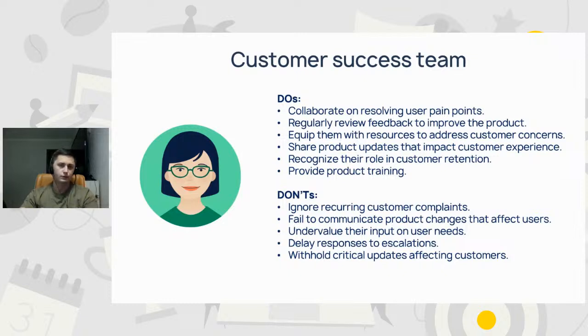Talking about do's and don'ts, first of all, when you work with a customer success team, you should collaborate on resolving users' pain points. There will be a lot of issues they will bring to you. So working with them, you should segment, classify, and prioritize these issues, and the most critical ones you should address in the nearest time. For the rest, you should provide your customer success team with some timelines so they can understand and explain this information to your users.